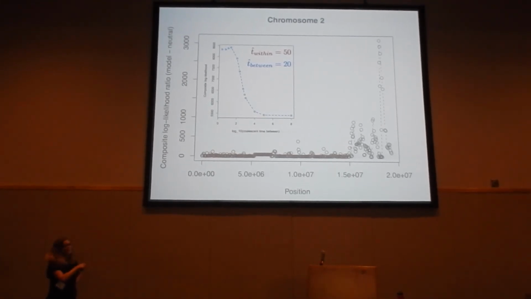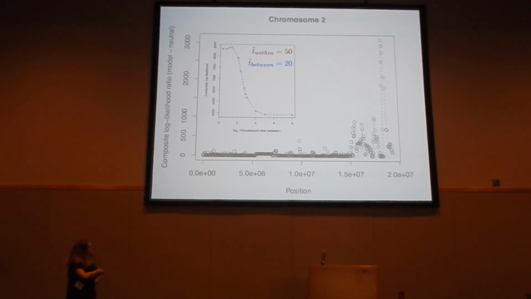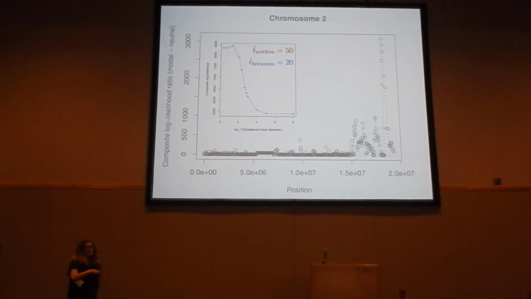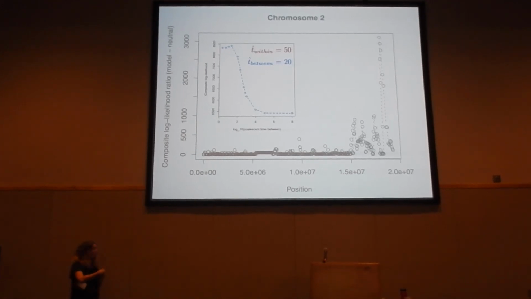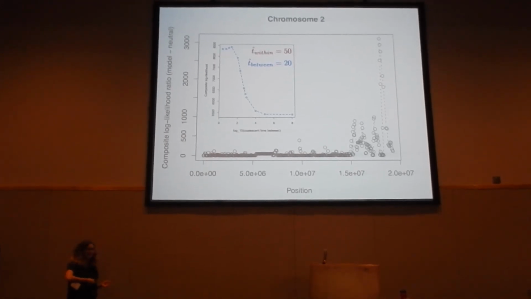And when we look at the profile log likelihood surface of our coalescence time between our populations, we again see that this is peaking at some finite value, suggesting that this is either due to migration or something that was there in their ancestor. But we can use the previous method to further dissect what's going on here.